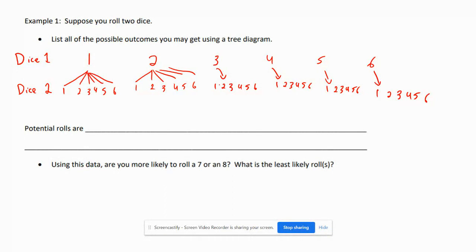All right, so here are your potential rolls. Now the way I'm just going to do this, I'm going to group these and write them as an ordered pair. Well, we could have (1, 1), (1, 2), (1, 3), (1, 4).